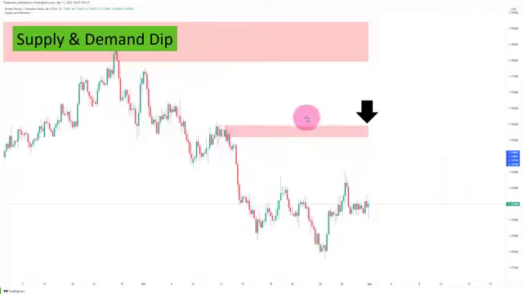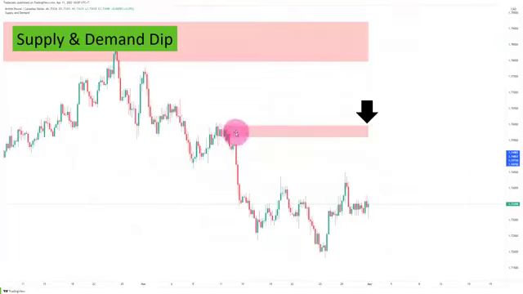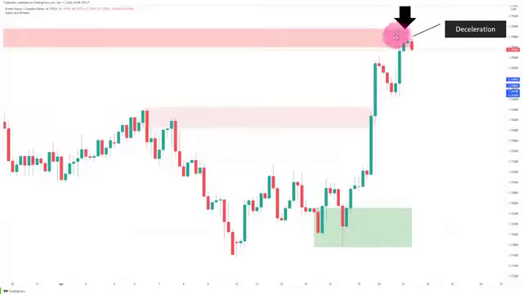The way you want to approach this is to identify strong supply and demand areas and then wait for the market to get there. You can see this is the zone that we have identified, and the market comes back to it, and there is deceleration. Here, for example, there's also a supply zone, but there was no deceleration. You can see that the market moved higher, and then the next candle was a continuation.